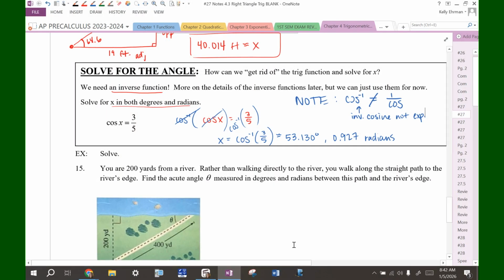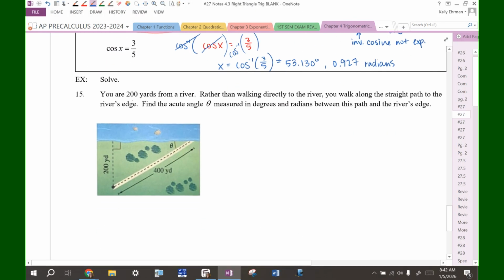All right, so here's one more problem. You are 200 yards from the river. Rather than walking directly to the river, you walk along a straight path to the river's edge. Find the acute angle theta measured in degrees and radians between this path and the river's edge. So there's a picture for us. We have a theta right here. We have an opposite leg, and the 400 is the hypotenuse. I know that because it's across from the 90-degree angle there.